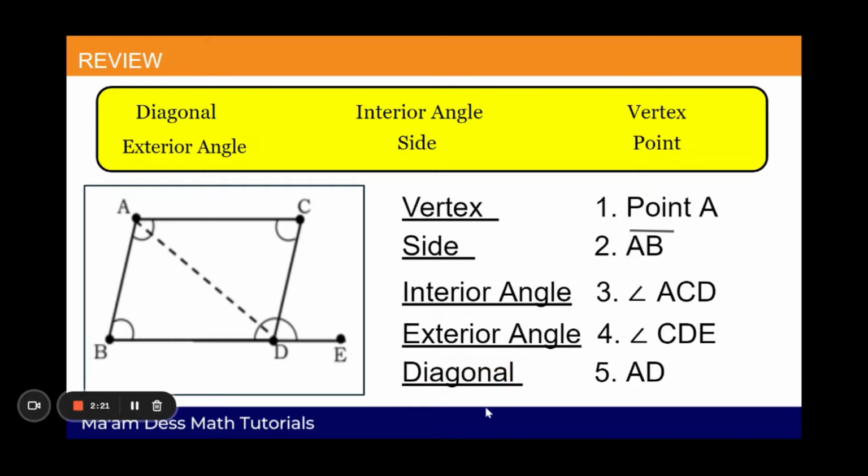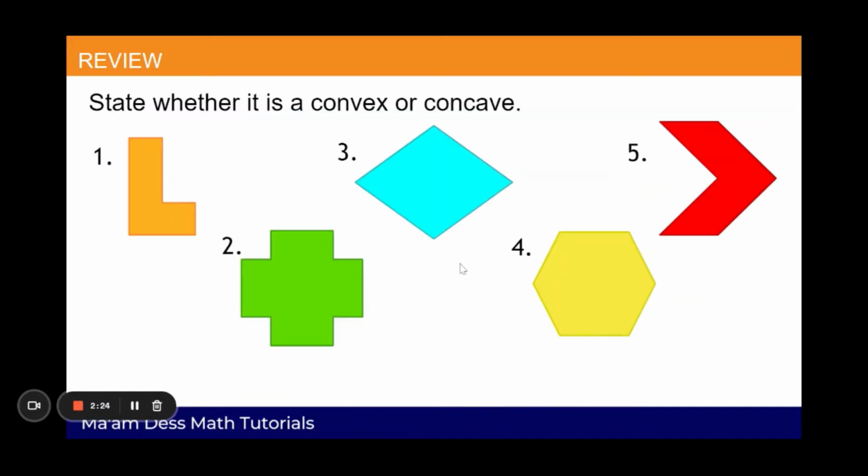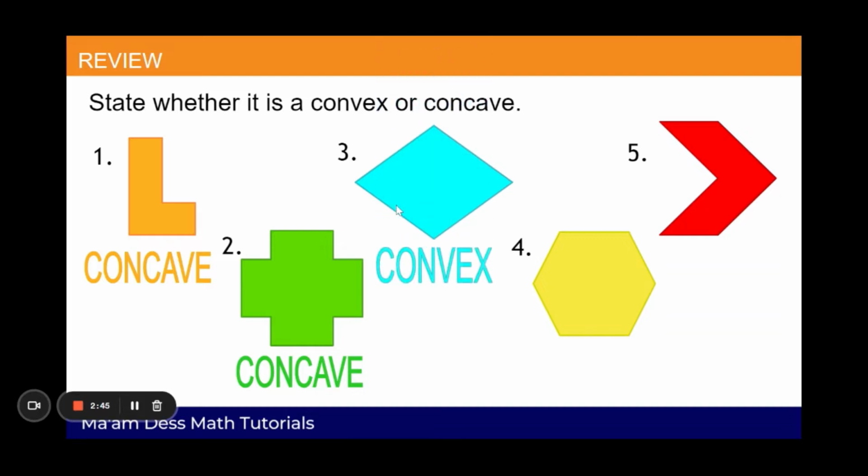Okay, now next. For the next activity, state whether it is a convex or concave polygon. For number 1, concave. Number 2, concave again. Number 3, it's convex. Number 4, convex. Number 5, concave. Okay, now next.